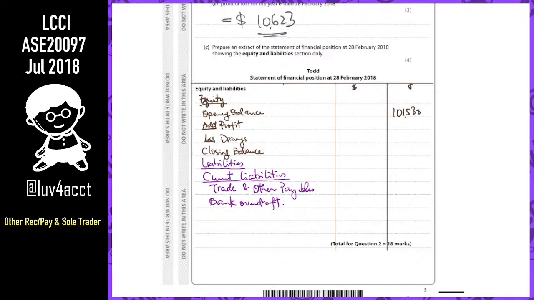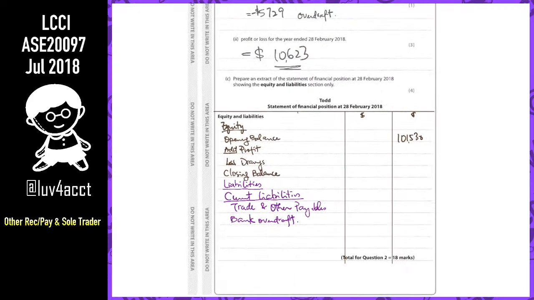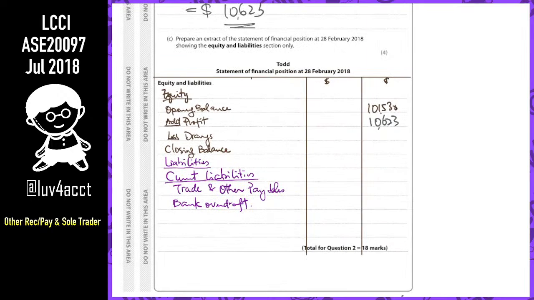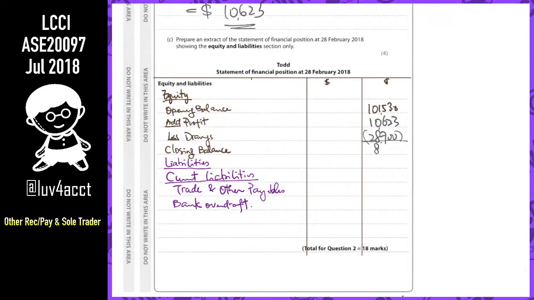Okay, so profit we have calculated to be 10623, and then drawings 28700. Okay, closing balance being 83453.